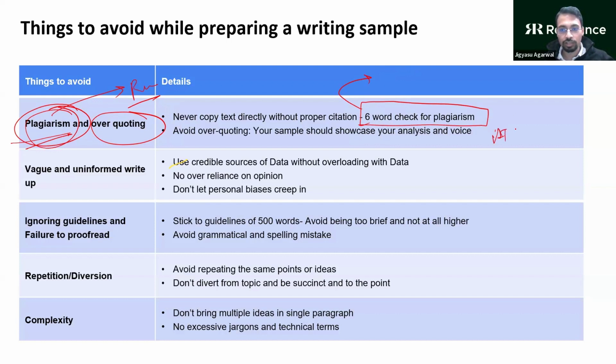Obviously, when you can use ChatGPT and AI, they can also use AI to check. Do not plagiarize. And whenever you are using any resource or putting in any data, properly cite where you are picking that data and evidence from. Never copy text directly without proper citation.